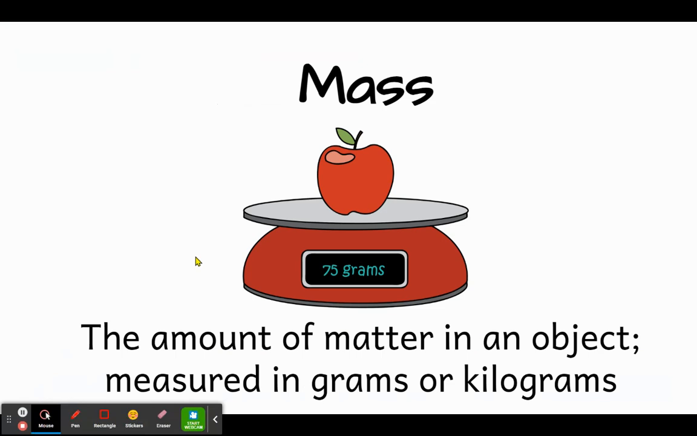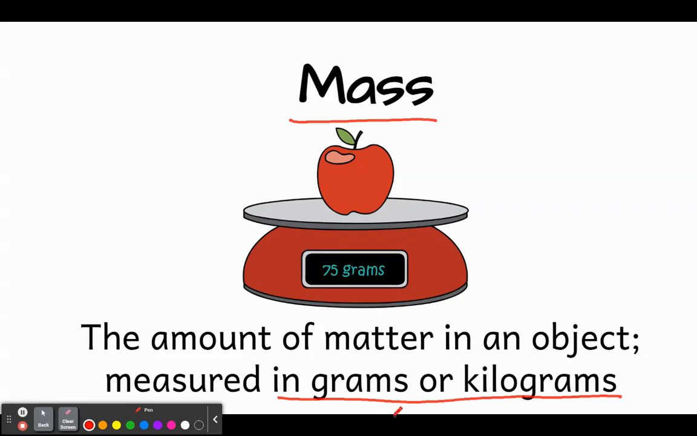Okay, let's go over our vocabulary word for today. So our vocabulary word for today is mass. So mass is the amount of matter in an object. It is measured in grams or kilograms. So we use grams or kilograms to measure both mass and to measure weight.